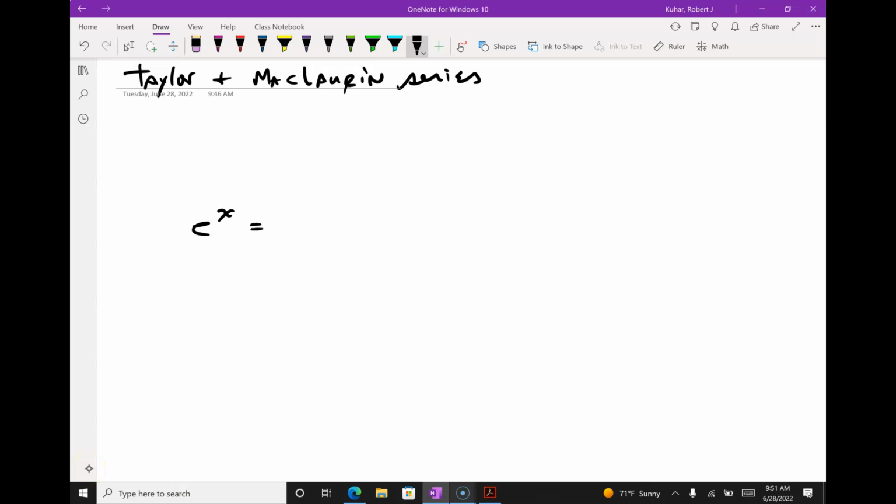And I'm going to teach you how to derive this today. It is the sum of n equals 0 to infinity of x to the n over n factorial. And so this is the Taylor series, okay? And what I'm stressing is centered at 0, okay? The Maclaurin.